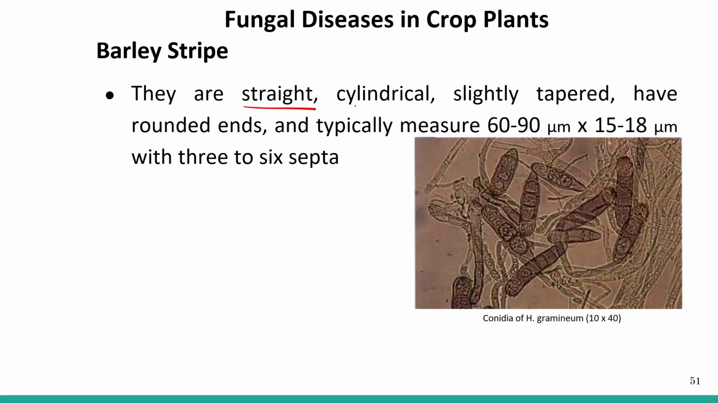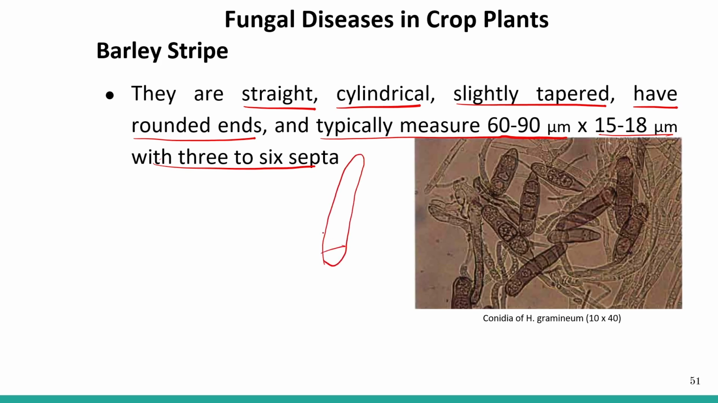They are straight, cylindrical, slightly tapered, have rounded ends, and typically measure 60 to 90 micrometer by 15 to 18 micrometer with 3 to 6 septa. So they are quite cylindrical. They have septa like this. So this is the conidia that is born on conidiophore. This is the peculiarity of this conidia, that they have up to 6 septa.